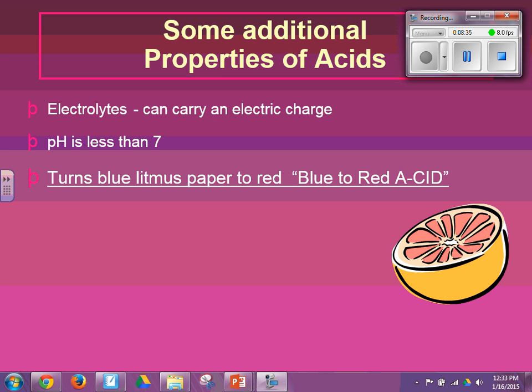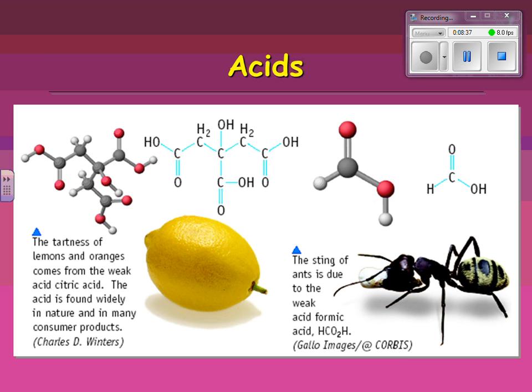Now we'll talk about some actual ideas. These are the actual chemical formulas and the actual chemical structure we're talking about. For the most part, oranges and lemons come from a very weak acid, citric acid, and then of course we have over here the ant. The sting of ants is due to the weak acid, formic acid, HCO2H.